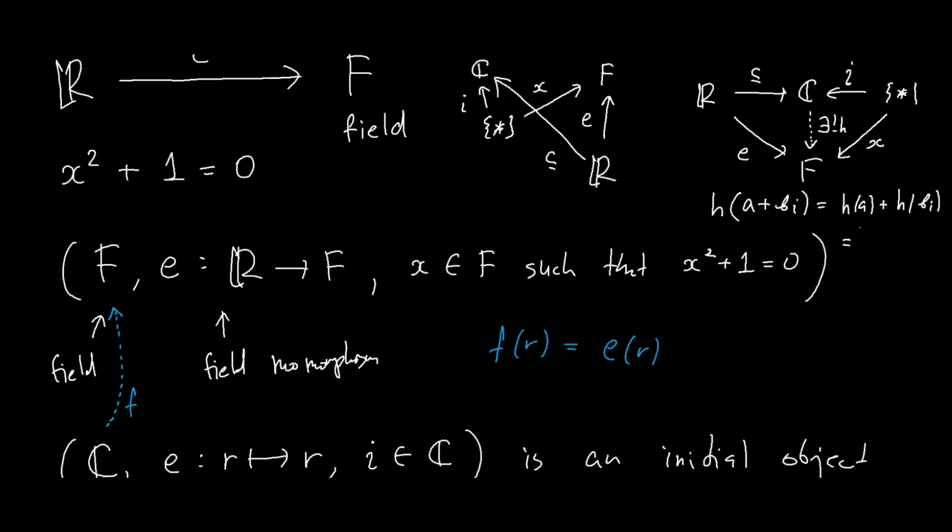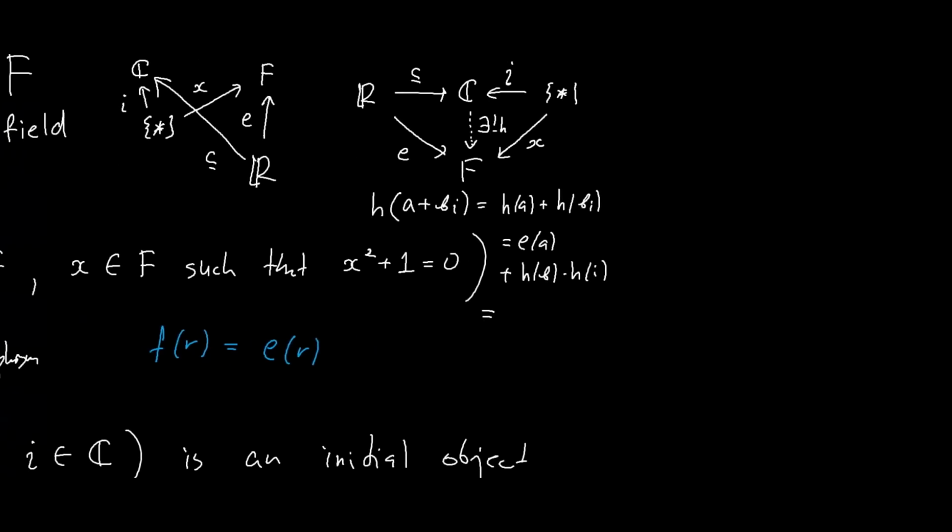But I can now do more than that. A is a real number, right? So it comes from here. So H of that must be the same as E of that. So this will be E of A plus, and H also must preserve multiplication. So it will be H of B times H of I. But then, let me move it to the center.